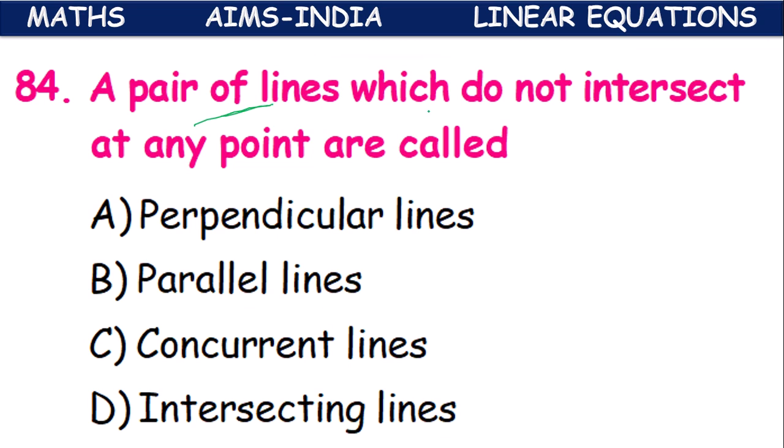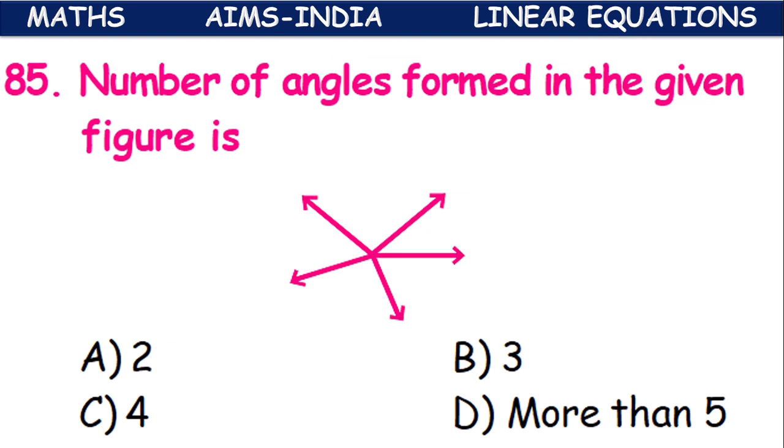So, a pair of lines which do not intersect at any point. They do not intersect means they are called parallel lines. So, number of angles formed in the figure. So, 1, 2, 3, 4, 5. So, here 5 angles are there. 1, 2, 3, 4, 5. So, change this option as the D option as 5 angles. So, answer is 5 angles.